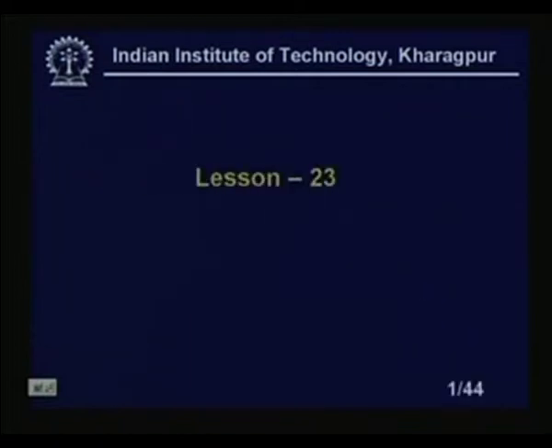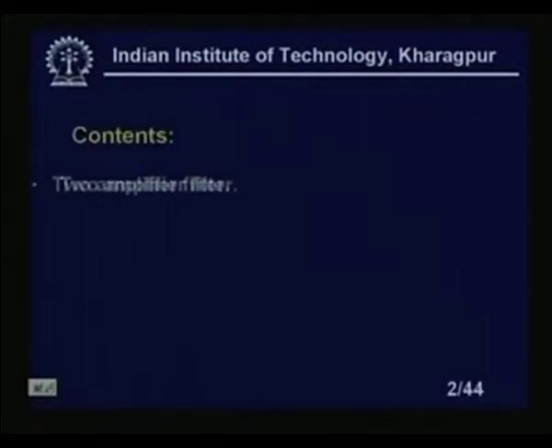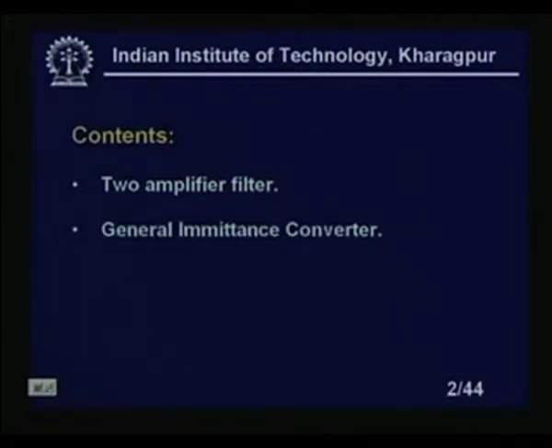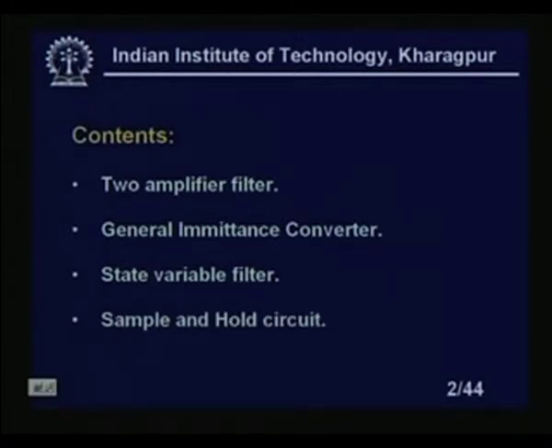In this lesson 23, we will discuss two amplifier based general impedance converters, then two amplifier based filters and state variable filters, and then the sample and hold circuit, and then logarithmic and anti-logarithmic amplifiers. These are very common circuits which are frequently used in signal processing or signal conditioning. Let us now begin lesson 23. The contents of this lesson are two amplifier filters, the general impedance converter, and the state variable filter. Then we have the sample and hold circuit.